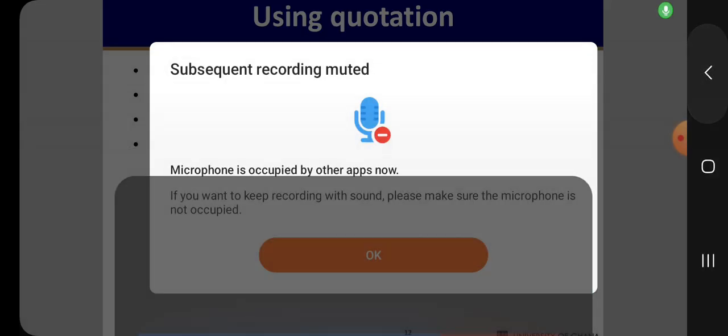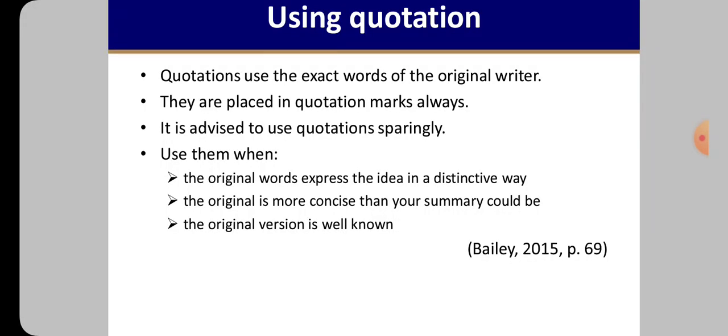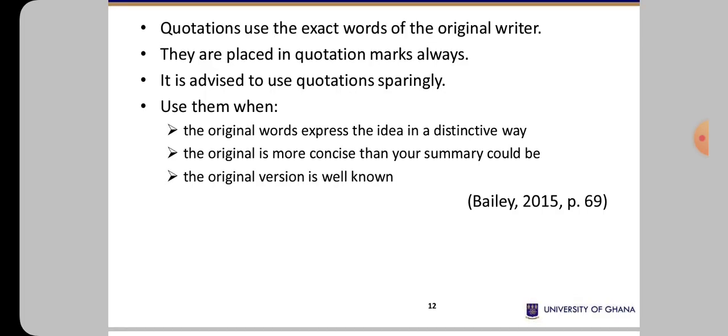Also, it is advised to use quotation sparingly. So how, or when, do we use quotation marks? So let's look at that one. When do we use quotation marks?